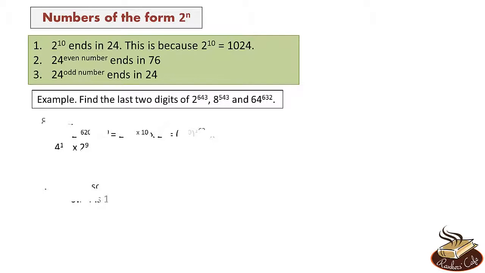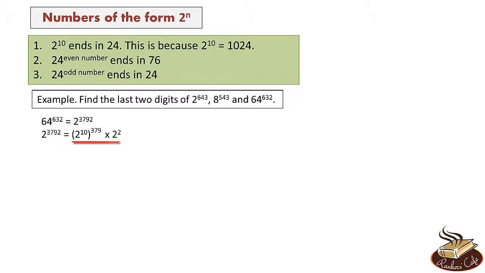Now let's find the last two digits of 64 raised to the power of 632. 64 raised to the power of 632 is equal to 2 raised to the power of 3792. Now 2 raised to the power of 3792 can be written as 2 raised to the power of 3790 into 2 raised to the power of 2. 2 raised to the power of 3790 can be written as 2 raised to the power of 10 and the whole number is to the power of 379.